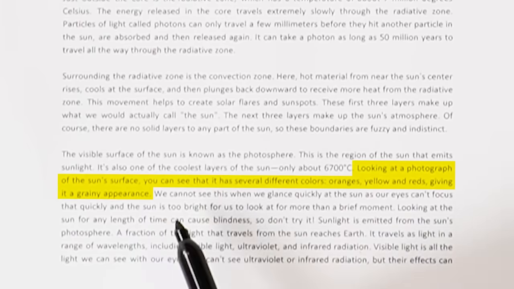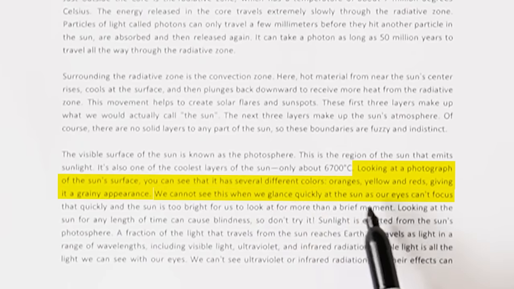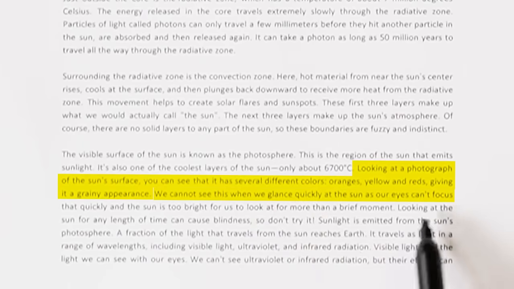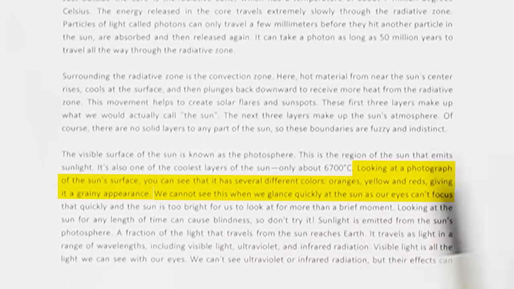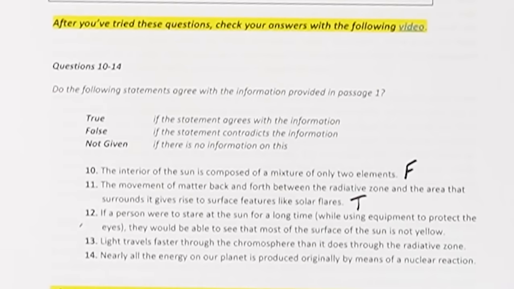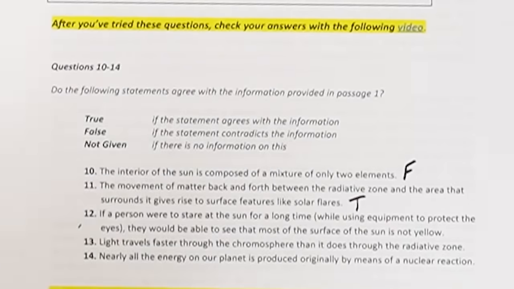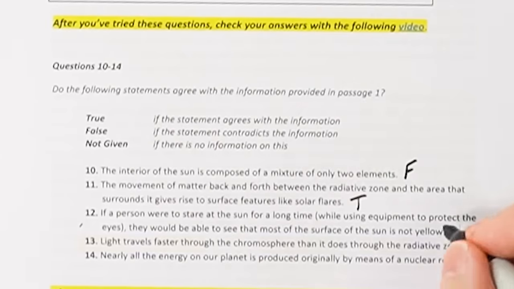Let's keep reading. We cannot see this when we glance quickly because our eyes can't focus. Okay, so the only area that's talking about colors, it doesn't say the proportion of those colors. So we don't know if it is true. We don't know if it is false. So therefore it is not given.